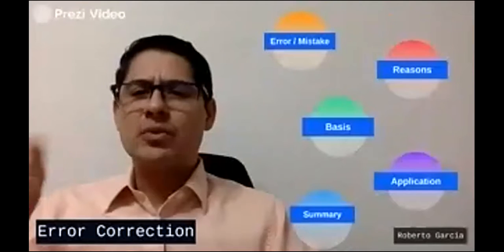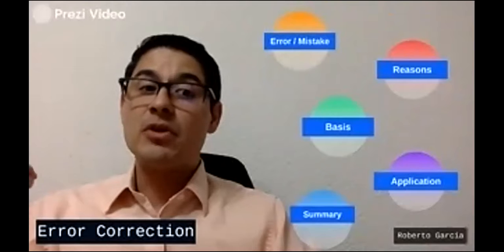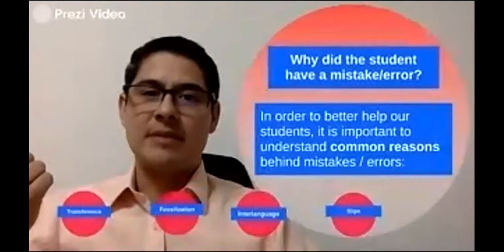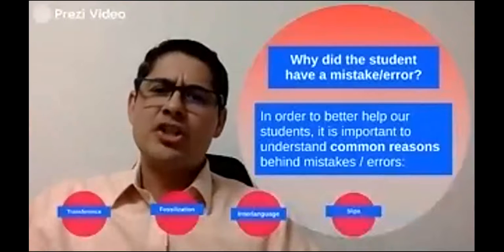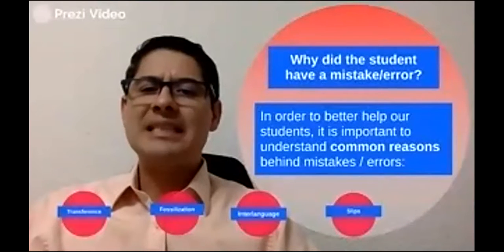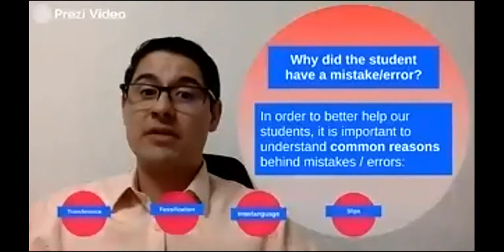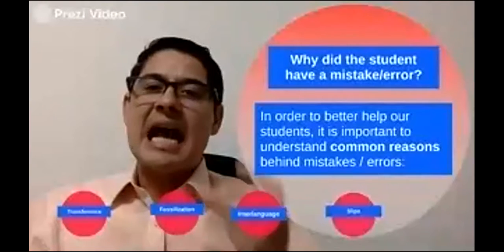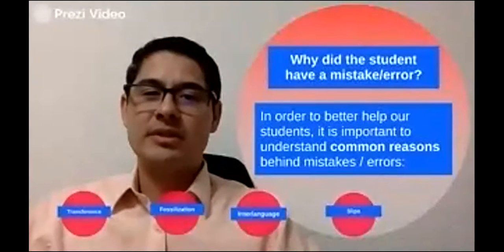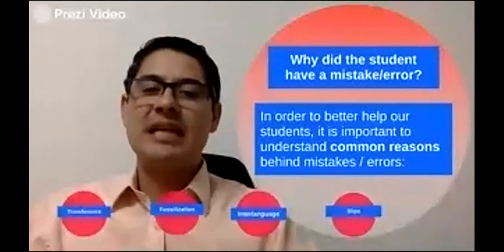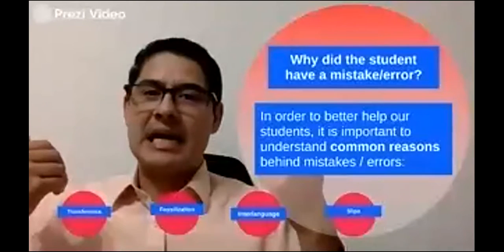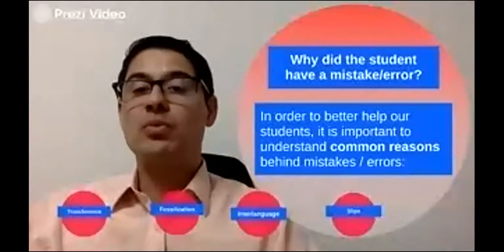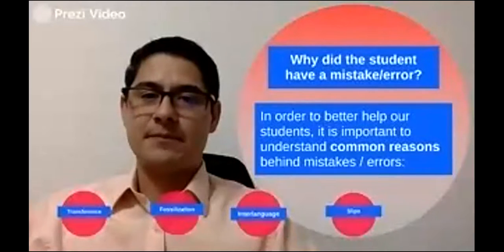So let's look at the reasons behind errors and mistakes. The question could be, why did the student have a mistake or error in the first place? To better understand how to help the student, we need to understand the reasoning behind the student's mistake. So we're going to look at 4 general reasons for student mistakes.